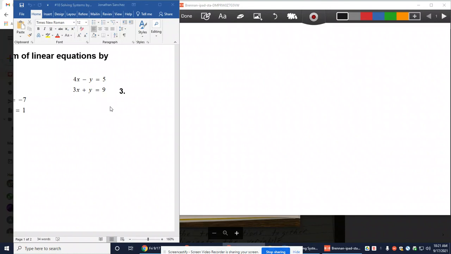Okay, let's look at 3. So when I look at 3, it's already lined up. I'm looking at the coefficients. I have a 4 and a 3. That's going to be messy. But I have a -1 and a +1. Again, this one is already set up. Maybe a few too many easy problems. But let's go ahead and look at this one.